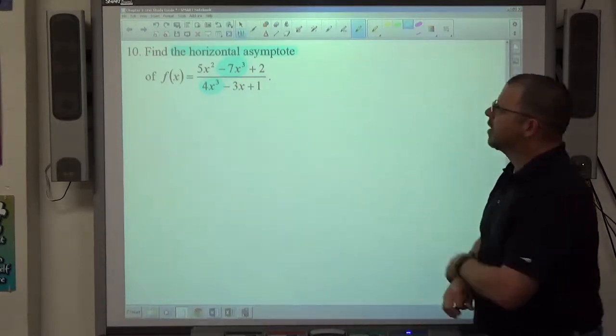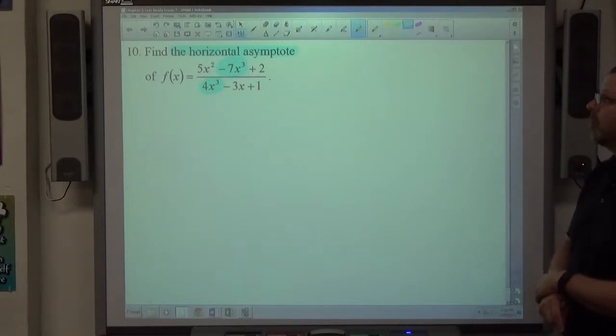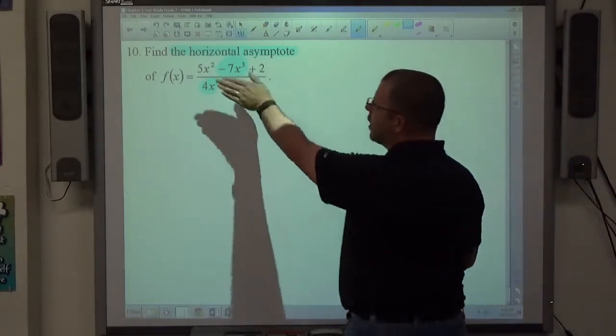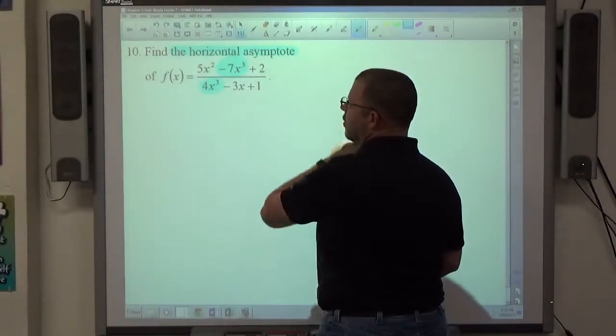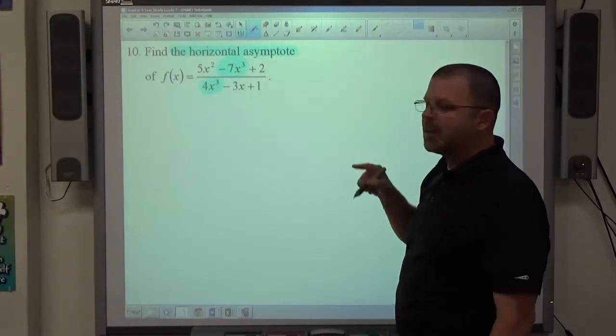Okay, the highest power term on top is negative 7x cubed. Highest power on the bottom is positive 4x cubed. Everything else has a lower power. On top we have squared and constant, on the bottom we have first and constant. So the only two numbers that matter to me when I'm finding a horizontal asymptote is the highest power terms.